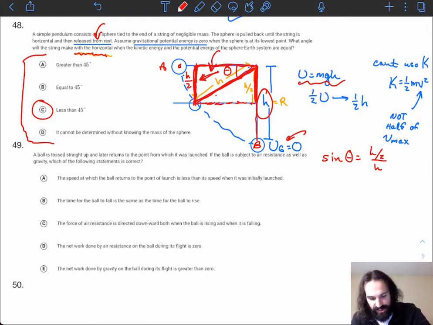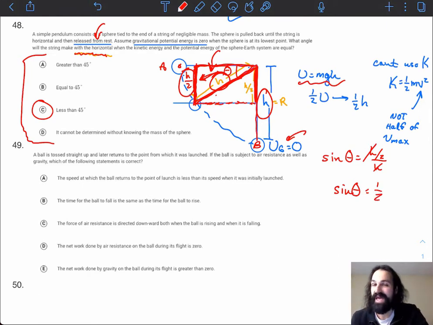And you can use sine theta equals opposite over hypotenuse to calculate what the angle would actually be. So sine theta equals opposite, h over 2, divided by hypotenuse, h. And the h's will cancel, and then you're going to get sine theta equals 1/2. And when you take the inverse sine of both sides, you're going to find that the angle is actually 30 degrees. That's a 30-degree angle in there, which is less than 45.